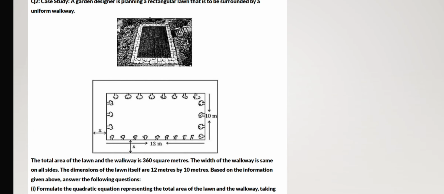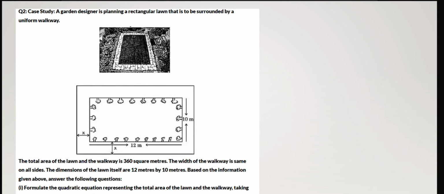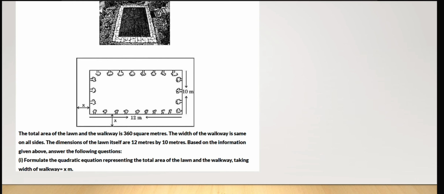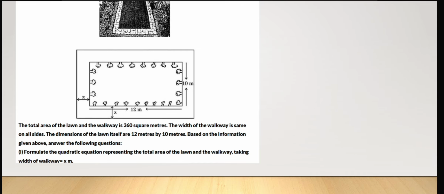It's a case study question. A garden designer is planning a rectangular lawn that is to be surrounded by a uniform walkway. So this is the figure, and the width is x, the length is 12 and the breadth is 10. The total area of the lawn and the walkway is 360 meters square, and the width of the walkway is the same. The dimensions of the lawn are 12 meters by 10 meters, that is, length equals 12 meter and breadth equals 10 meter. Based on the information given below, answer the following questions.